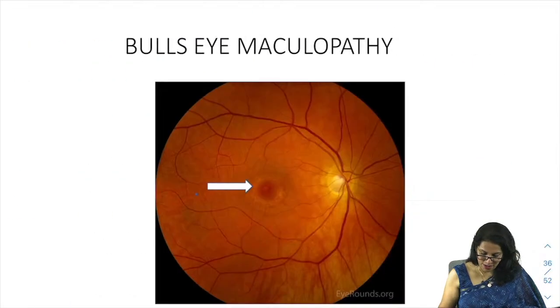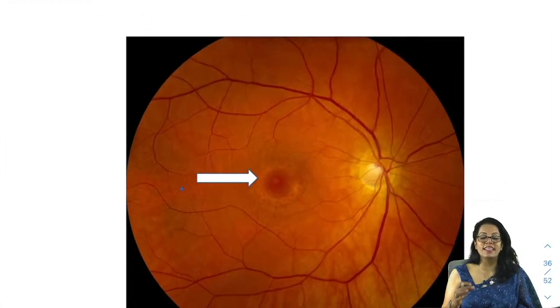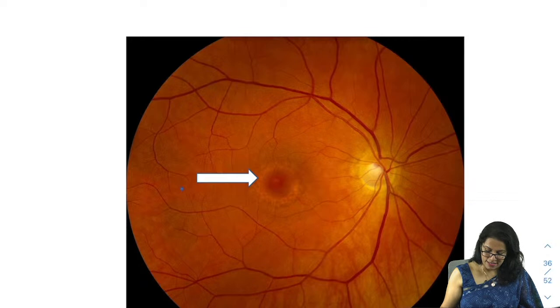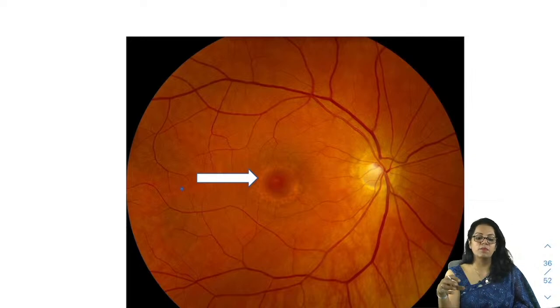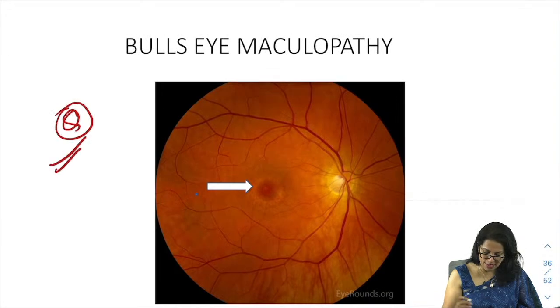Okay? Okay. So this is your bullseye maculopathy. I hope you know it is alternate areas of hyper and hypo. Hyper is nothing but drug deposition and melanin pigmentation, and hypo is atrophy of the retinal pigment epithelium. This is how it looks like. It is important. This is bullseye maculopathy.